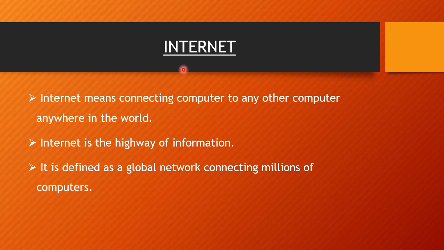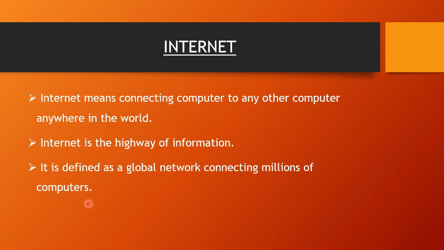For example, suppose at a time many people are using Google search. They are searching for something on the internet, so many people get connected, right? By using Facebook, that time also many people get connected. So in this way many people get connected globally. That's why we are saying that it is a global network. With the help of internet, a global network has been established. That's why we can say that it is defined as a global network connecting millions of computers.